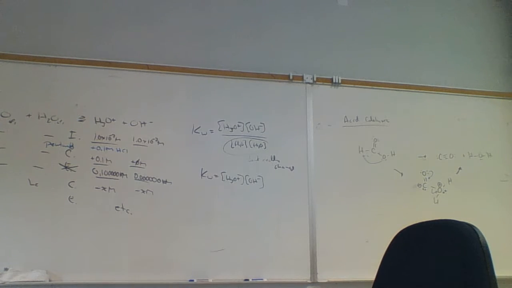If we add up the two half reactions, we get the net redox reaction, and this is an electron transfer reaction. So this is a wordy slide showing that.